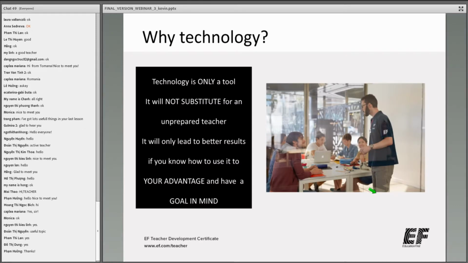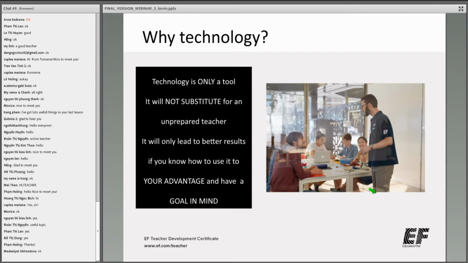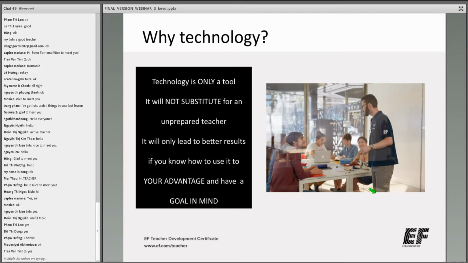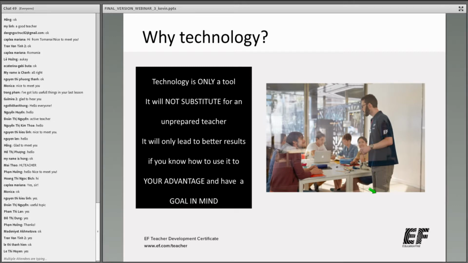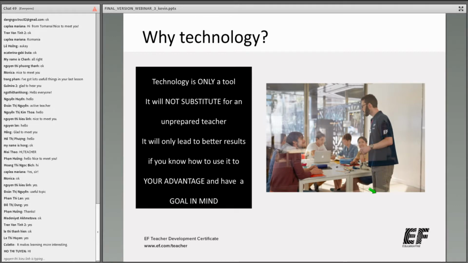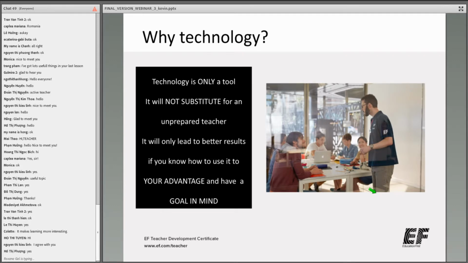The first question I would like to address is why technology? Because that's the first question that you need to answer in order to make technology part of your daily teaching. And the way I see technology is that technology is only a tool. It's not the destination, it's part of the journey. But by itself, it's only a tool. And by itself, it will not substitute for an unprepared teacher.